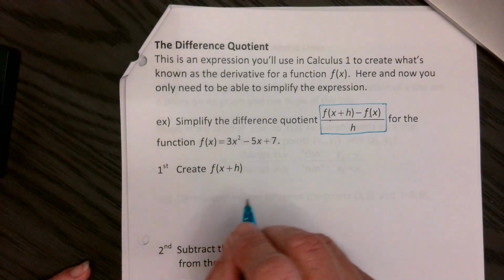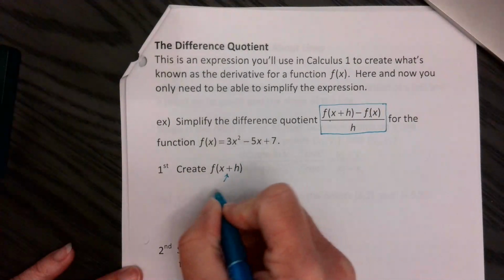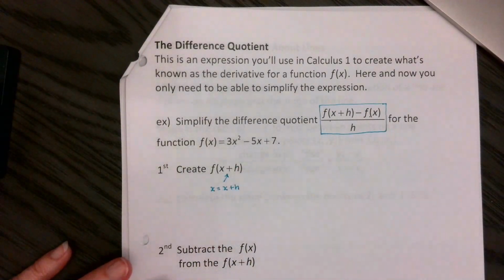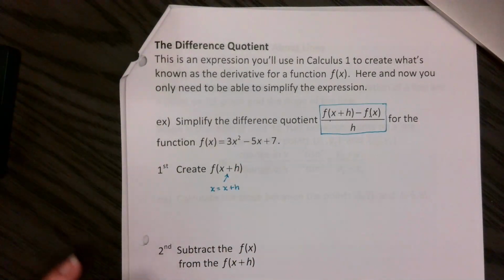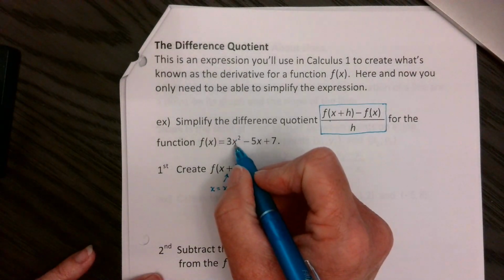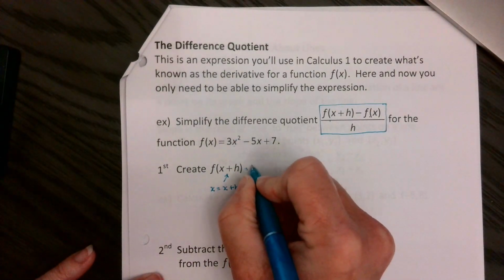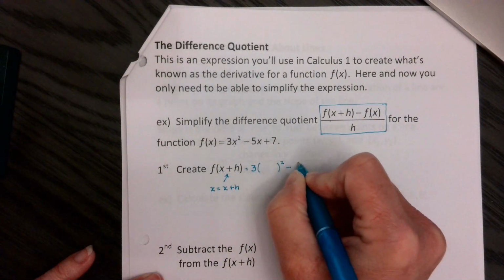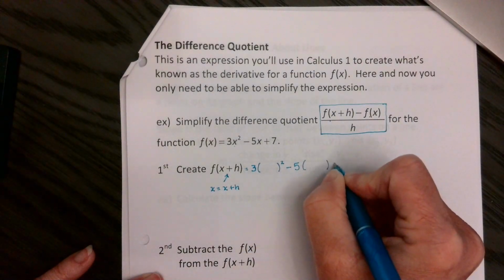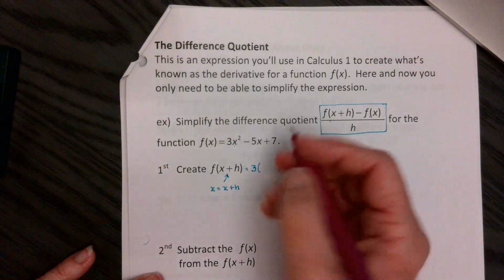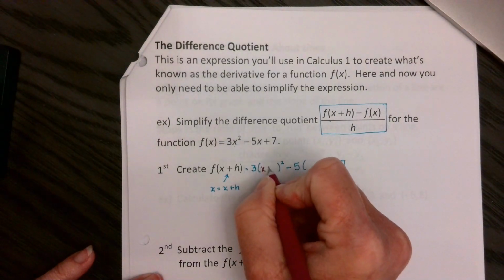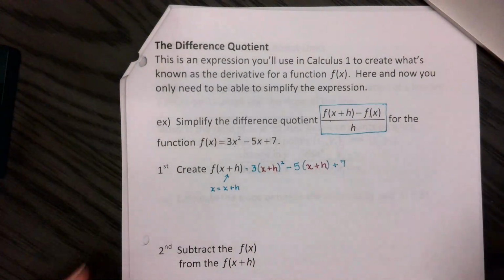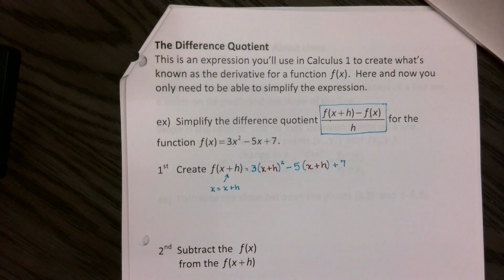Now, I already told you this is your x. Just because it's x plus h doesn't change what you do. So here's what I'm going to do. Wherever I see an x up here, I'm going to replace it with x plus h. So I have 3 times x plus h minus 5 times x plus h plus 7. I just left some room so I could change my color pens. Nothing hard. Nothing difficult at all.